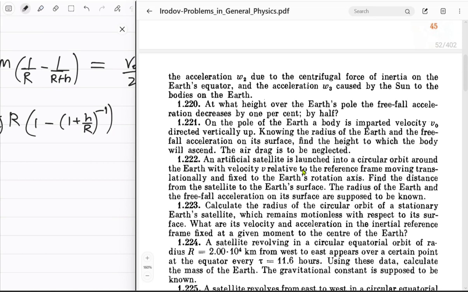Ah, wait, but if you just approximate, you will get mgh is equal to... no, that's not right. That's the usual kinematics. That's not what we want to do.